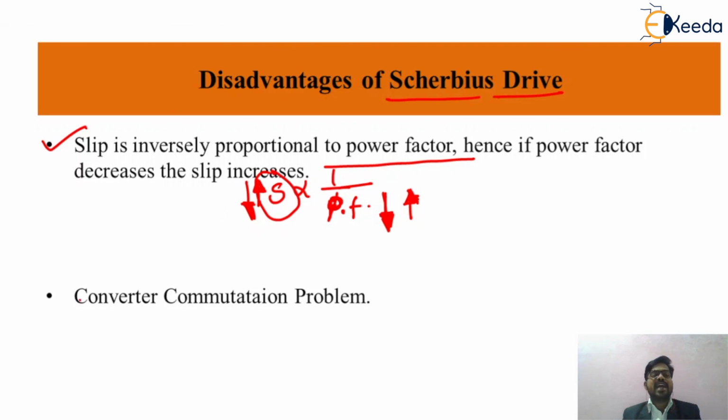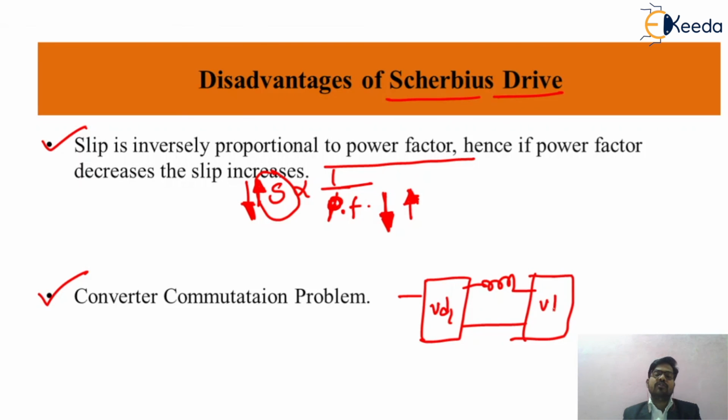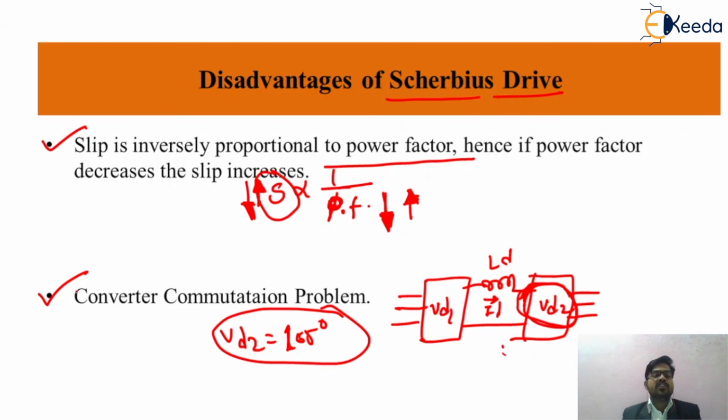The second disadvantage is that in that circuit we are using two converters. The first converter we call VD1, and the second converter is VD2. In VD2 we have the current Id flowing through the circuit, and this is the three-phase power. In VD2 we are using power electronic devices, and as we know, the converter angle of VD2 is limited to 165 degrees. Why is it limited to 165 degrees? Because of the commutation problem. So this is one of the disadvantages of the static Scherbius drive.